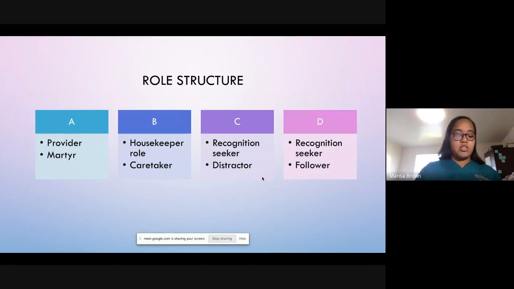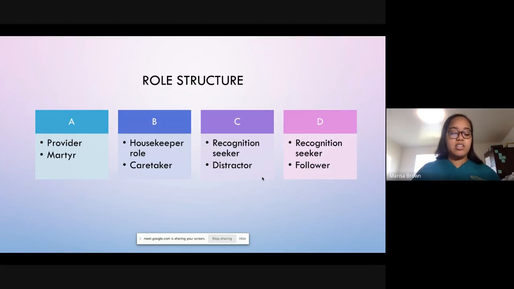Role structures. Father A is a provider of the family. He works a full-time job. He is also the protector because he said he would do anything to protect his family. B is the provider of the family as she also works a full-time job. And she's a caretaker. She is a nurturer of the family and cares for others' needs more than her own.